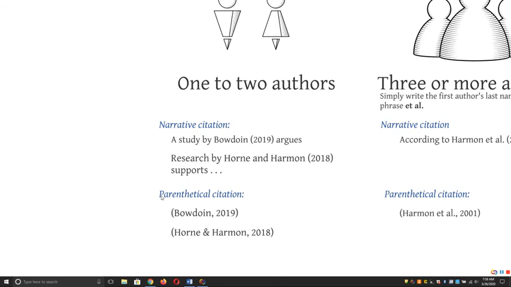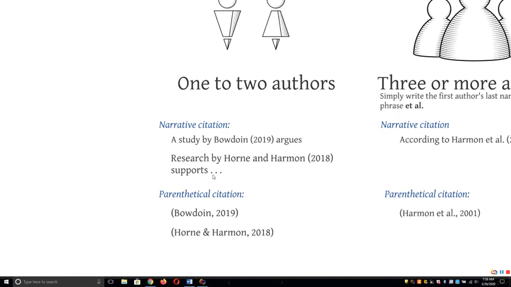Since APA is a name-date citation, all you need to do is put the author and the date. So for example, here is a narrative citation with 1 author, a study by Bowden, 2019. So you notice you put the author's last name followed by the year. And the next one is an example of 2 authors. So we have research by Horn, and then write out the word and, Harmon, 2018, and then we continue on with our citation.